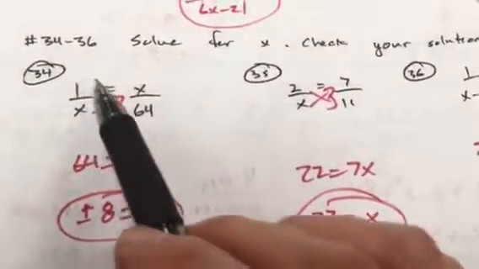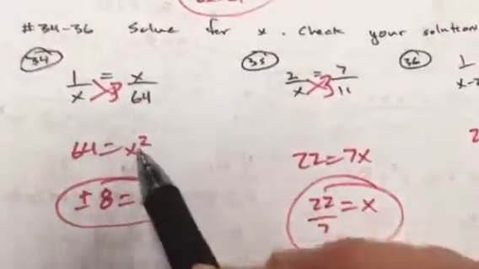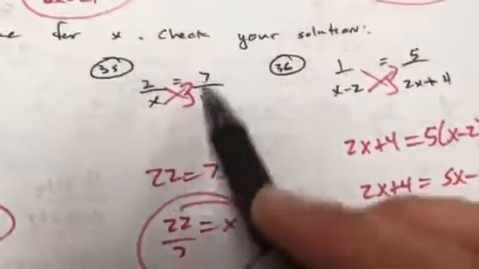Cross multiply here, folks. When you have an equal sign in between two fractions, you can cross multiply. 1 times 64 equals x times x. X is plus or minus 8. 2 times 11, 22 is equal to 7 times x.